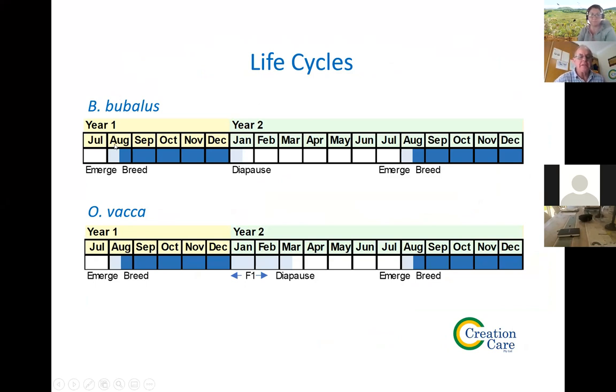So with bubalis, they emerge here in Strathalbyn, South Australia. They emerge in early August. We've got a lot coming out now. And then the dark blue, they do their breeding period. And then here, they slow down pretty much at the end of December. There's a few stragglers that breed until the end of January. And then they're in the soil in what we call diapause until the following August, and then the whole cycle is repeated over again. So very simple: emerge, breed, diapause, emerge, breed, diapause.